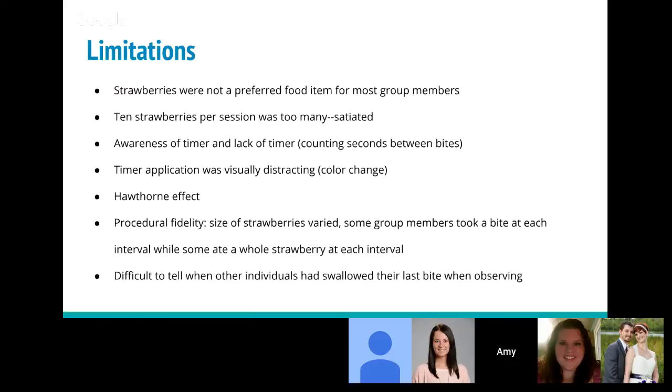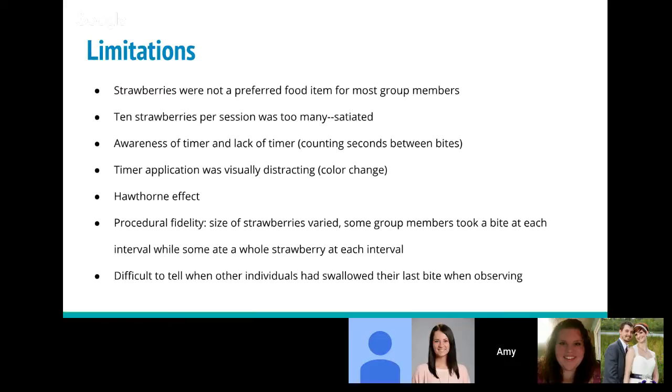Another one of our group members noticed that the timer application felt like it was a visual distraction. So with the way the app was set up, it would change colors on the screen when it would go from interval to interval. So that color change may have served as a signal to take a bite rather than the vibration. And that could have changed our results or how the study played out.